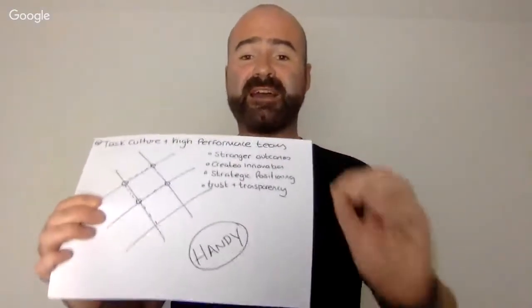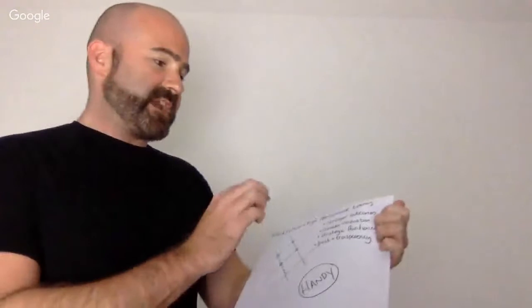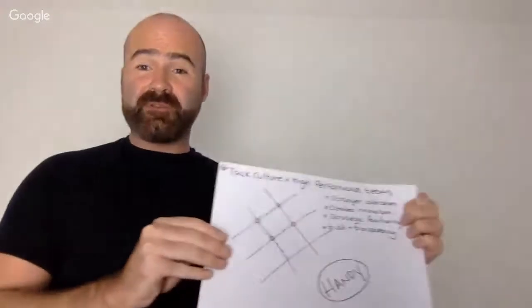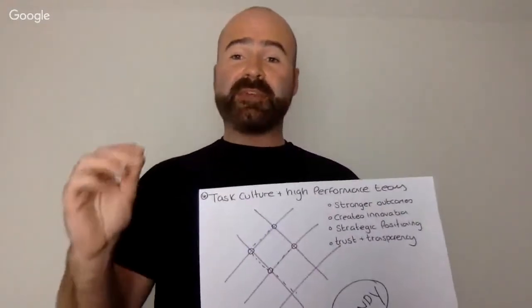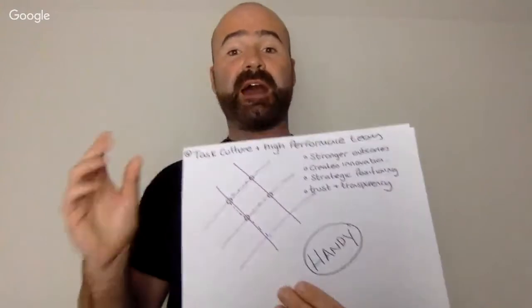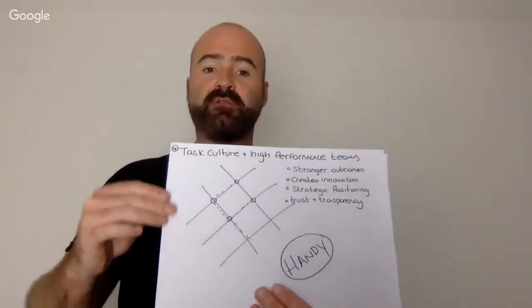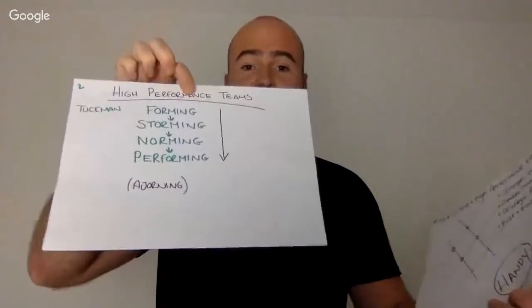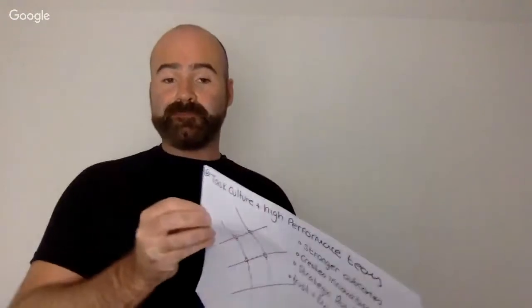They get out of their silos and they start to perform a lot more. So this task-based culture is something that creates high-performance teams, because it creates stronger outcomes, it creates more innovation, strategic positioning, but also, most importantly, it helps to deliver more trust and transparency in your organization. And these are key things that you need to be aware of if you're driving that high performance team method. Remember those. So what drives high performance? Well, you can say it was the model like this, the high performance. You can say it's the culture of the organization at the same time.